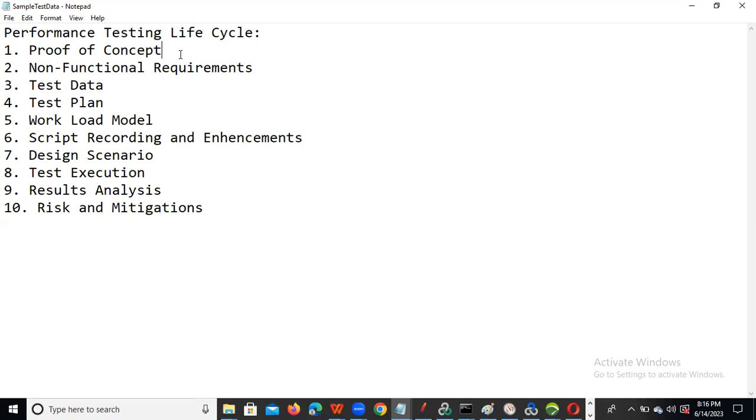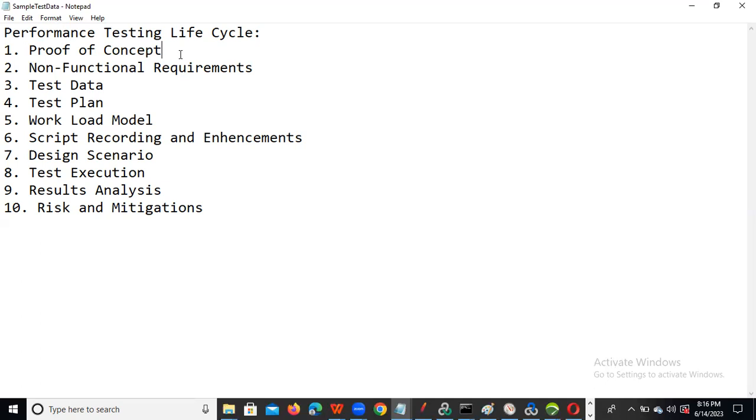Actually, the client doesn't know which tool they want to use or which protocol they want to use. They don't know anything. It's a brand new project. So as a performance test engineer, you need to decide which tool we need to use, which protocol we can use, and how many hours it will take to finish this project. All these things you need to decide as a performance test engineer.